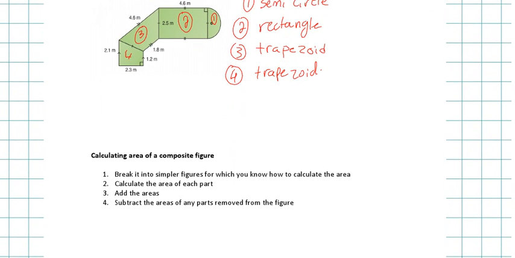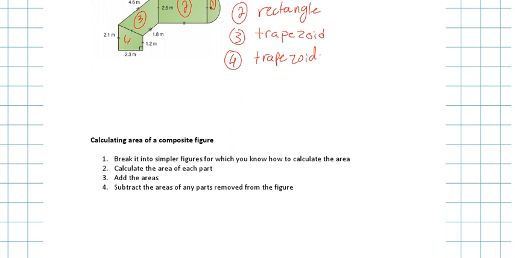When you're calculating the area of composite figures, you need to break your figure into simpler figures, so make sure that you do that. Let's say in this example, I broke it into 4 different figures. Calculate the area of each part. Then you either add the areas or you subtract the areas of any parts removed from the figure. I just explained that to you quickly when I drew the rectangle and took away the half a circle from it.